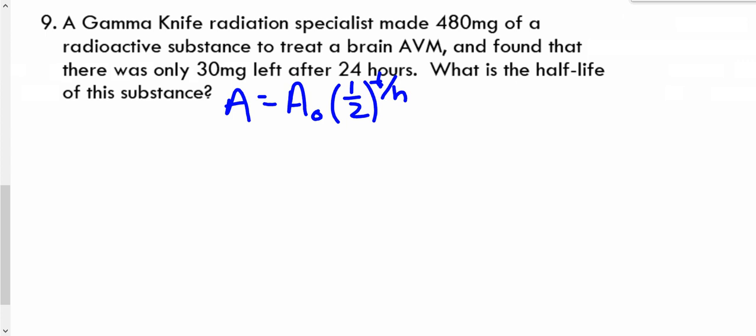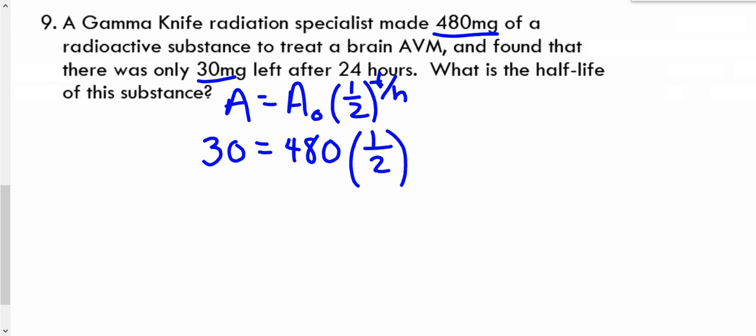We know that he was given 480 milligrams, but only 30 was left. So the 30 was left in the future. That's why I'm going to put 30 in for my A. The initial amount he was injected with was 480. Don't put your units, by the way. Notice I'm not putting mg. Okay, so here is the information so far, but I had the 24 hours.